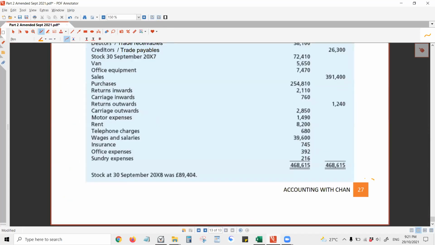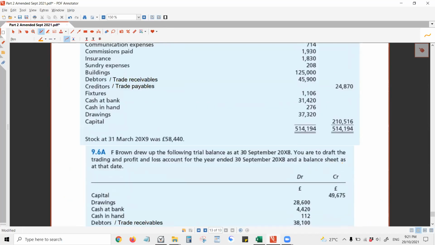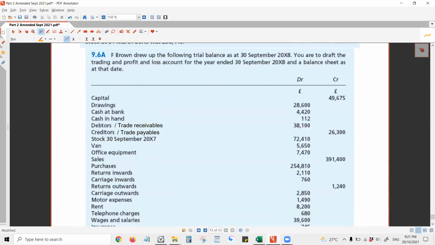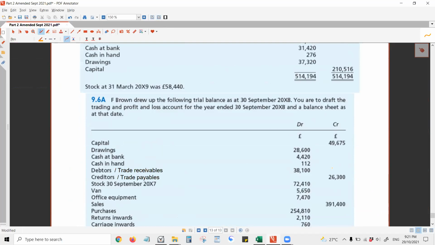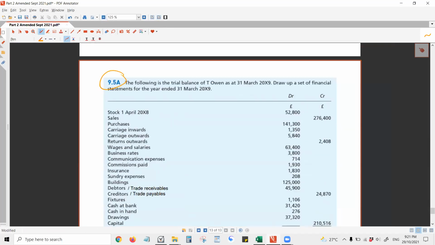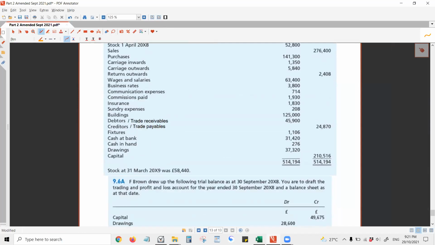For your information, page 27, which is the last page of part 2, these two questions you can settle on your own, okay? They ask you to do income statement and SOFP. There are two questions here, 9.5a and 9.6a. Okay, they're asking you to do income statement and SOFP. Once again, after today, I will send you the full answers for the part 2 as well.